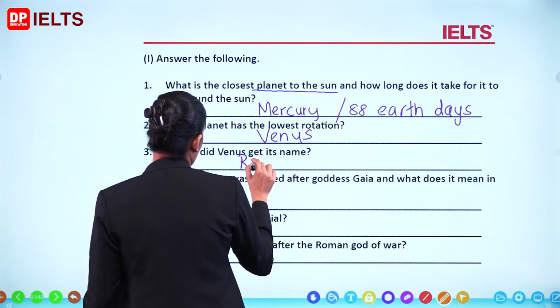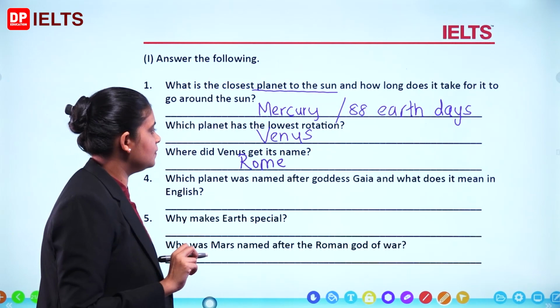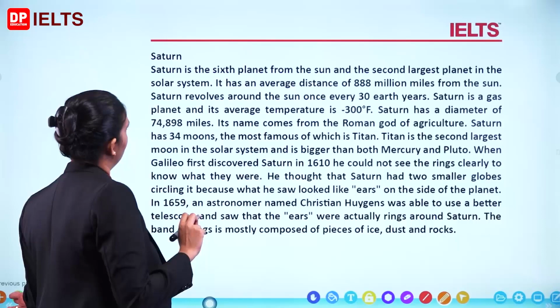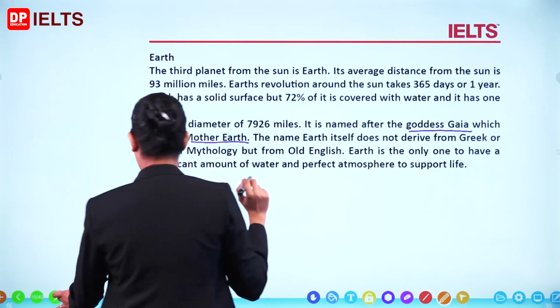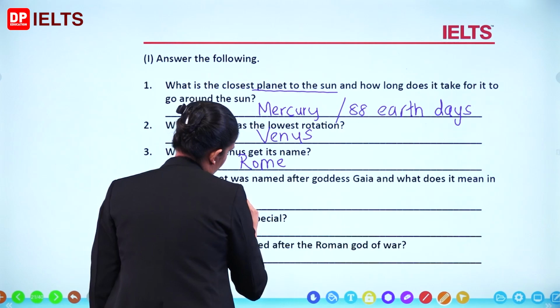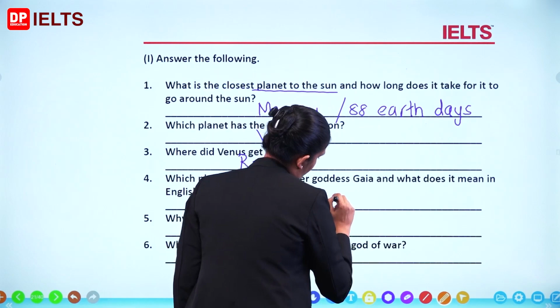Which planet was named after the goddess Gaia and what does it mean in English? Okay, so it means, I think, Mother Earth. So Earth. It means Mother Earth.